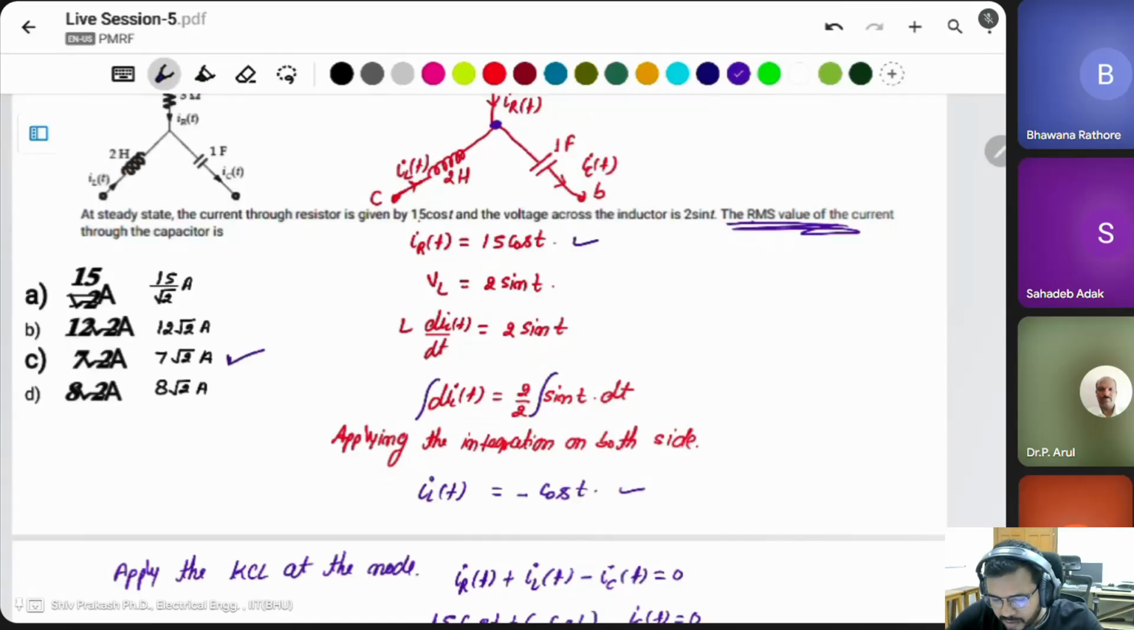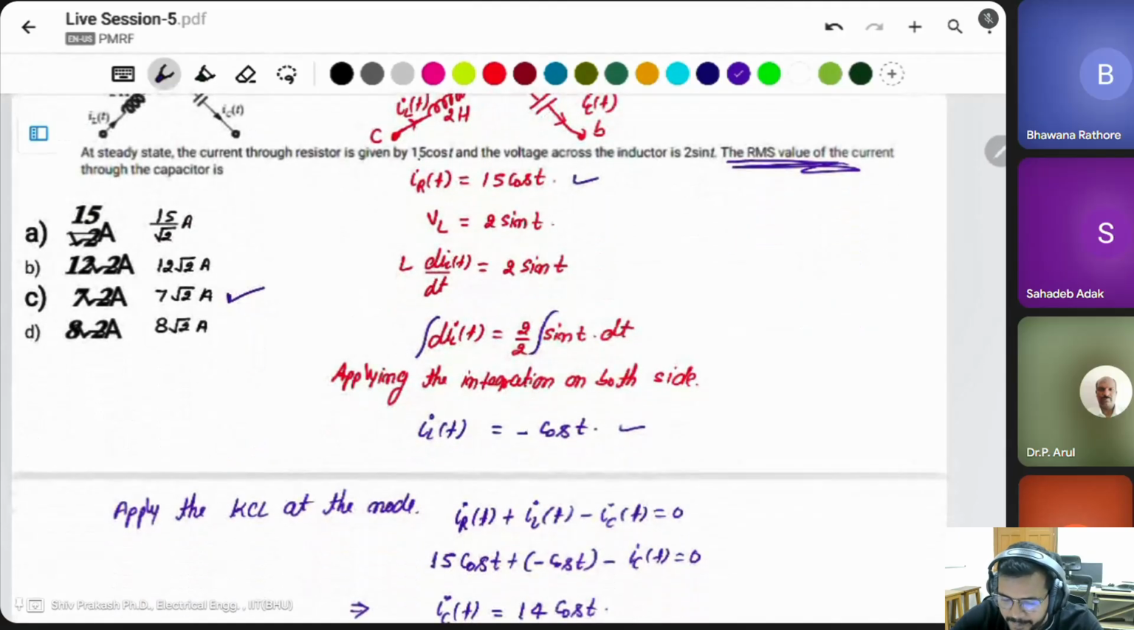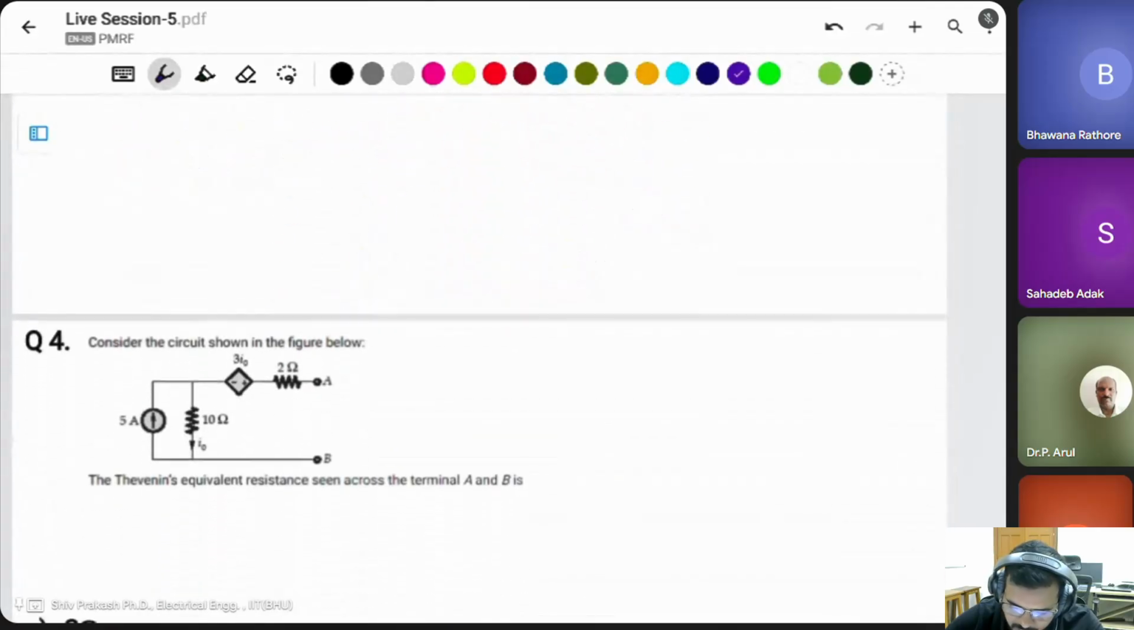Simply, you can solve by using KCL here. IR and IL are the incoming currents and IC is the outgoing current. It means IR plus IL is equal to IC. IL is not directly given in the question, but VL is given, so you can integrate VL to get the current across the inductor.